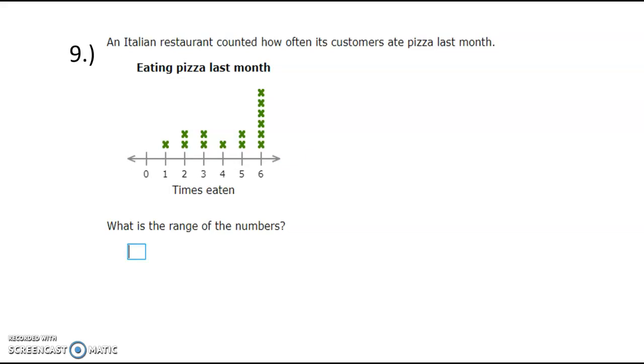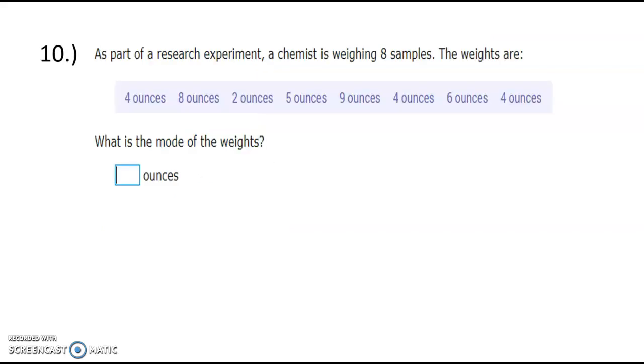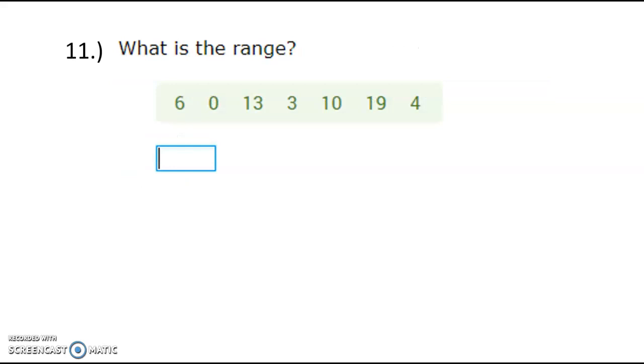Number 9 is another line plot or dot plot. You can calculate this and check your answer at the end of the presentation. Number 10 is asking for the mode. You can check your answer at the end of the presentation. Number 11 is asking to calculate the range.